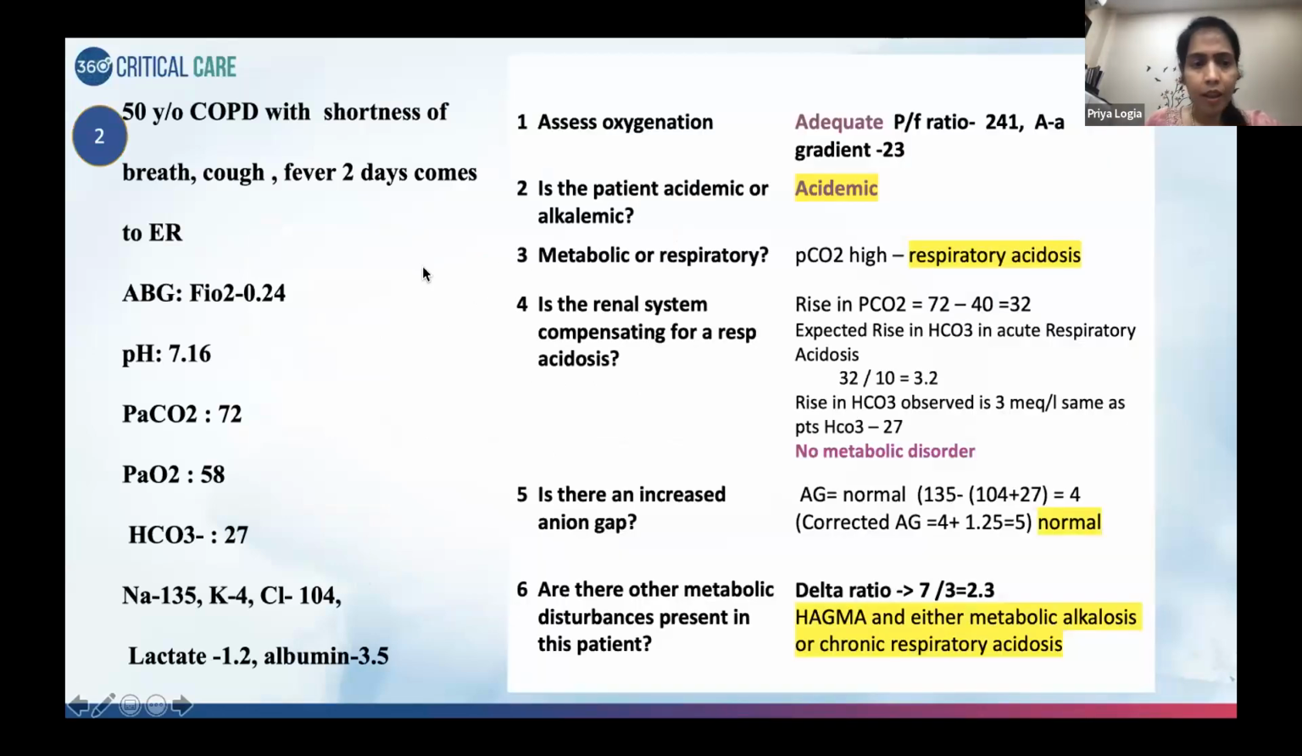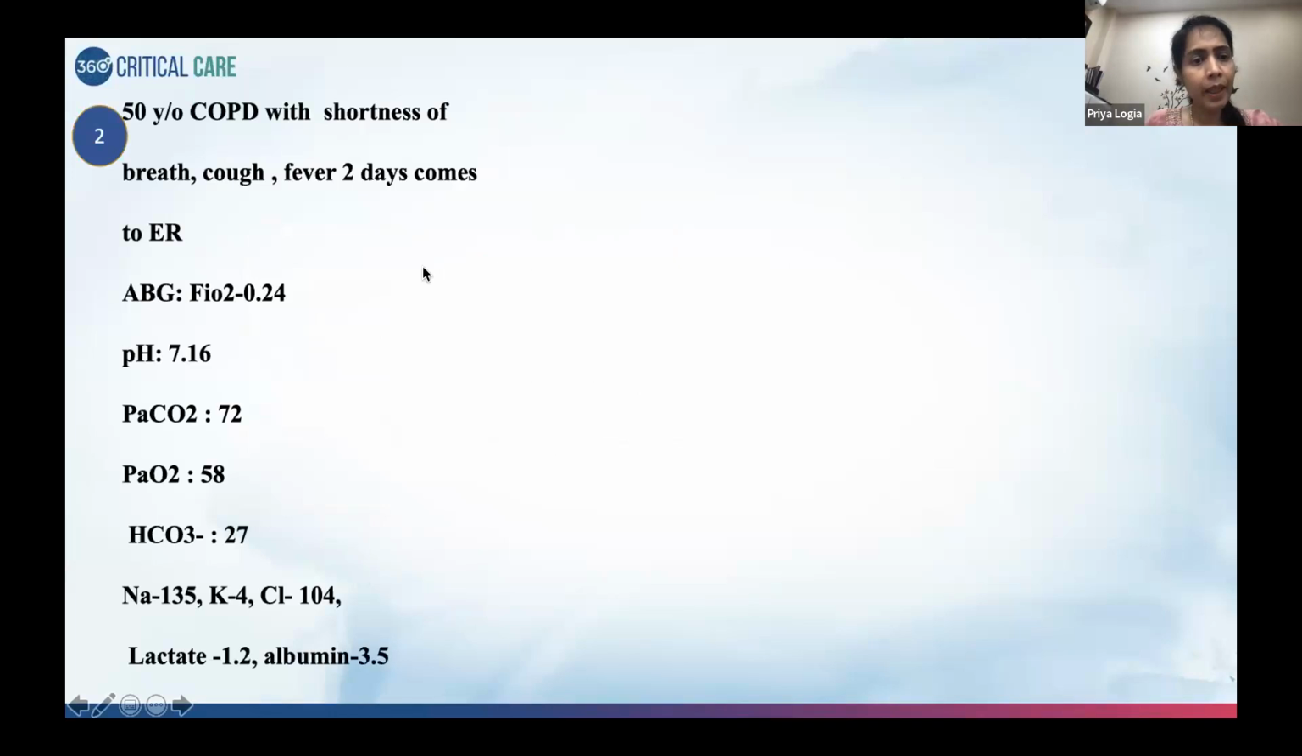Next ABG: a 50-year-old COPD patient with shortness of breath, cough, fever for 2 days comes to the ER. So FiO2 0.24, pH 7.16, PCO2 72, PaO2 58, bicarb 27. So these are the electrolytes and albumin. Interpretation.